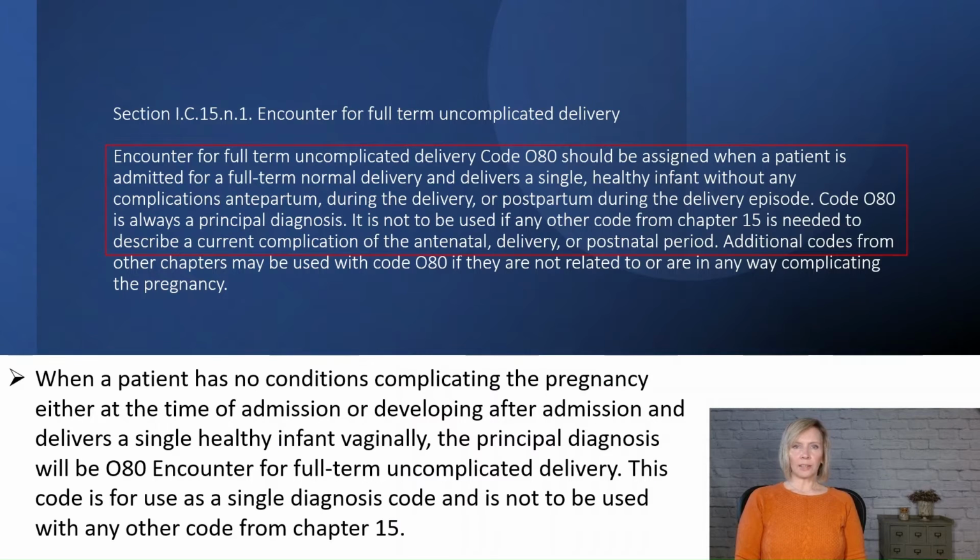First, let's discuss situations where the patient does not have any conditions that are complicating the pregnancy either at the time of admission or developing after admission and delivers a single healthy full-term infant vaginally. In such cases, the principal diagnosis will be O80, Encounter for Full-Term Uncomplicated Delivery. It's important to note that this code is for use as a single diagnosis code and is not to be used with any other diagnosis codes from Chapter 15.